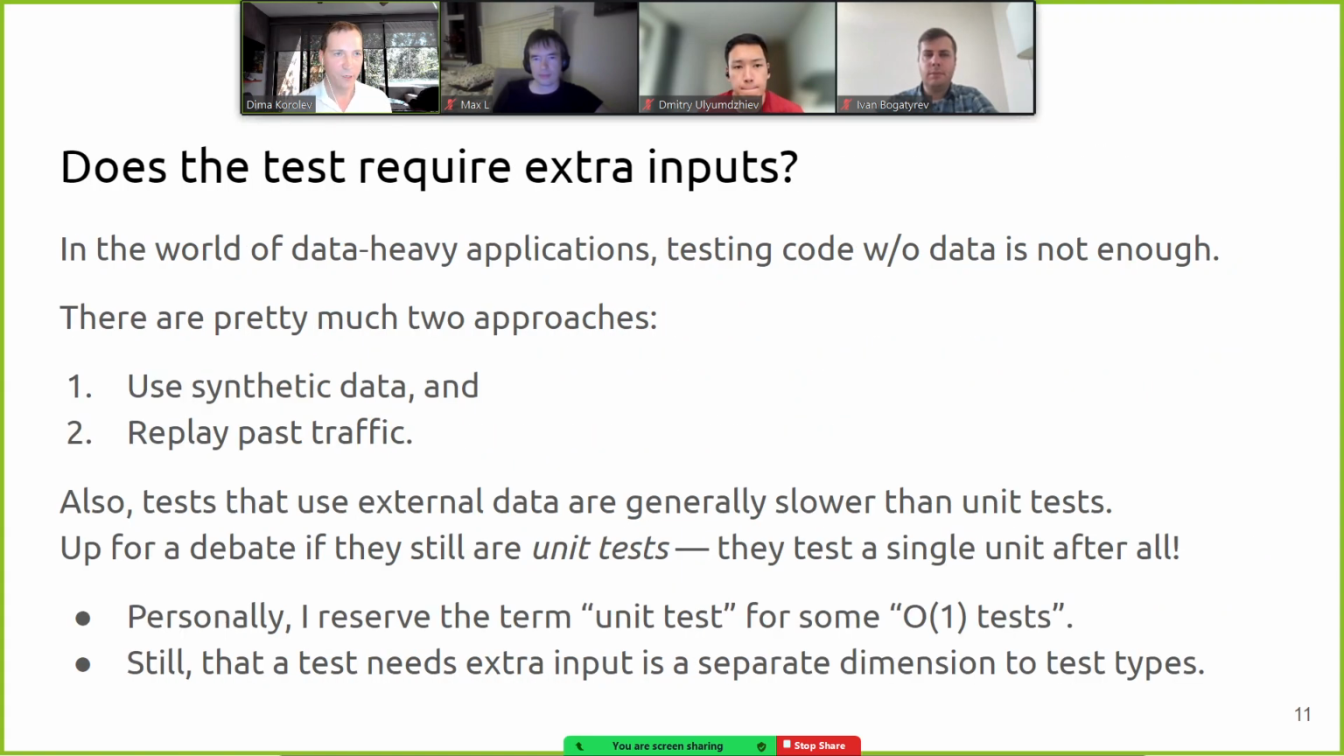And I think the fifth part here is whether your test requires extra inputs. Basically, if you want to make sure there's no randomness, there's no flakiness, you get two approaches. You can use synthetic data, and you can replay past traffic. Synthetic data, well, technically, if you use fixed random seeds to generate input data, your test is not random.